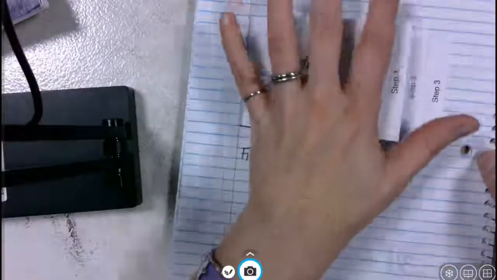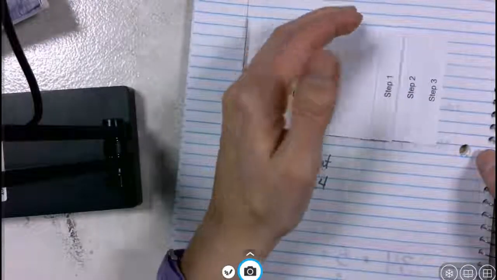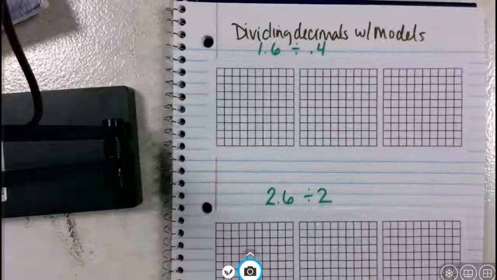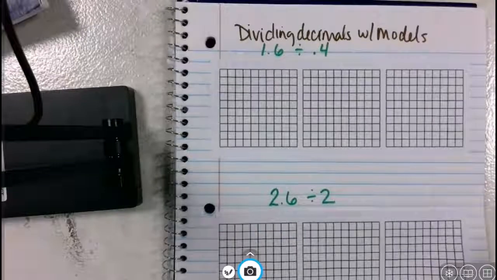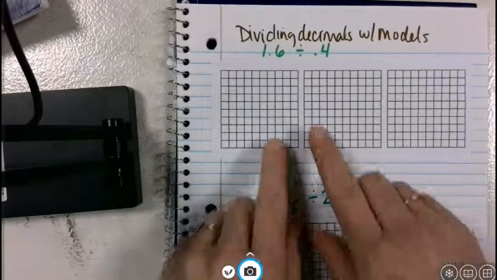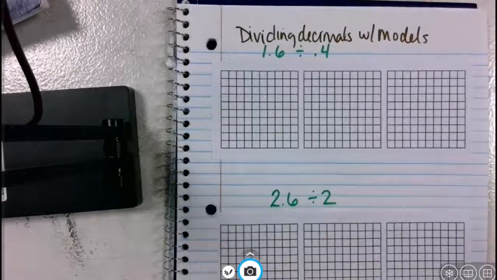But now that we've seen the algorithm, just the math, what do we do? Why do we do that? So let's look at these models here. Okay, so we're going to be dividing decimals with models. And what we're really looking at here, we're going to be looking at 1.6 divided by 4.